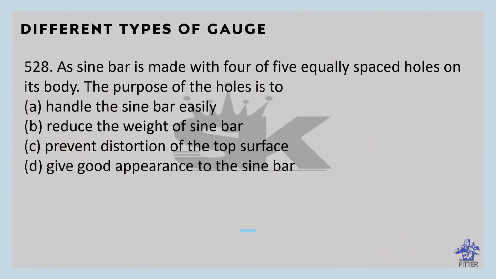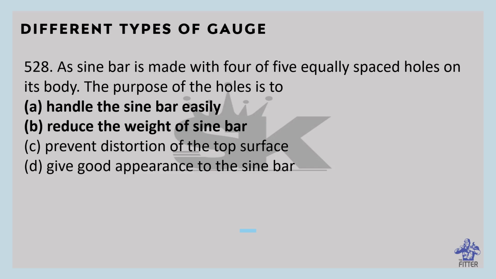A sine bar is made with 4 or 5 equally spaced holes on its body. The purpose of the holes is to handle it easily, and it also reduces the weight of the sine bar. So both A and B are the answers.